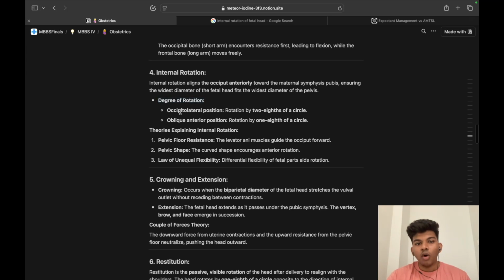So degree. Occipital lateral position, we already know what occipital lateral is, right? Transverse diameter aligning with the sagittal suture, rotates by 2/8 of a circle. So this is the degree. This is too much maths, I just want to know it is 2/8 of a circle. Oblique anterior position, so oblique, you know, not straight, but in the anterior aspect.